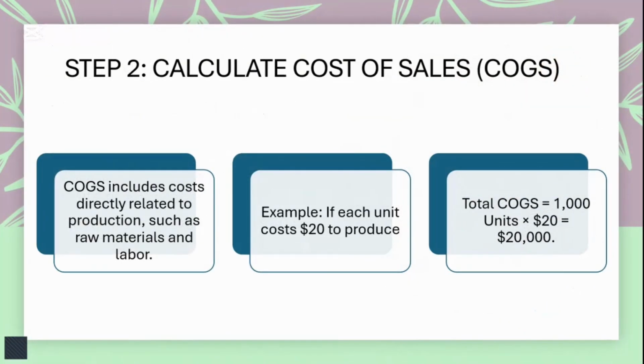The next area is our cost of goods sold, and this includes costs directly related to production, such as your raw materials costs and your direct labor costs. One example is that if each unit costs $20 to produce, then we take the same 1,000 units that were sold and multiply by the cost of production, which is $20, to give us $20,000.